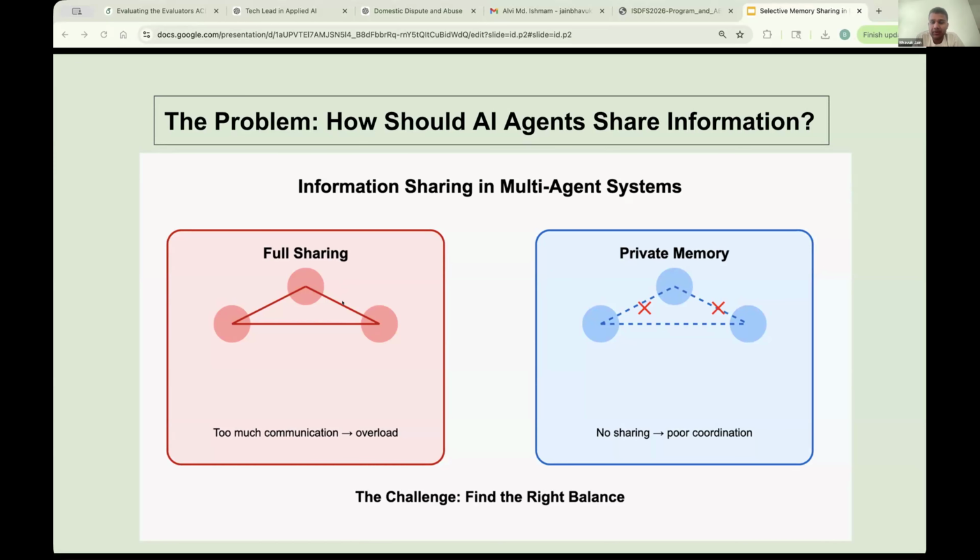So, what we end up with is a clear tension. If we share everything, there's overload, and if we share nothing, there's poor coordination. And that leads us to the central challenge of this work: how do we find the right balance between these two extremes? Because that's where effective multi-agent systems actually live.